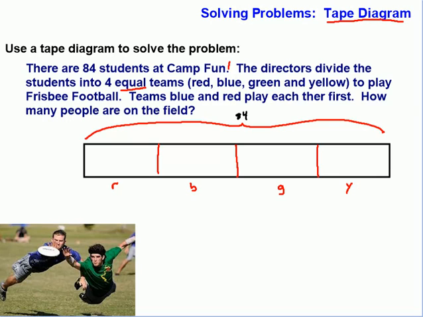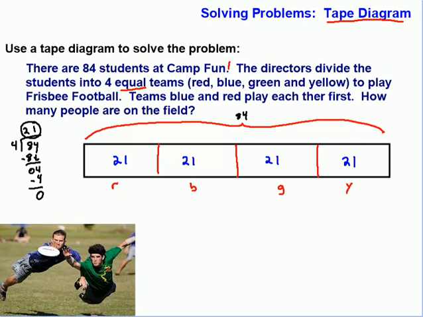We'll start with 84 divided by 4, and I'll just do it over here on the side. 4 goes into 8 2 times. 2 times 4 is 8. We subtract that, we get 0. We bring down our 4. 4 goes into 4 one time. 1 times 4 is 4. We subtract those, and we get 0. So 84 divided by 4 is 21. That means that each one of these teams is going to have 21 members on it. 21, 21, 21, and 21.